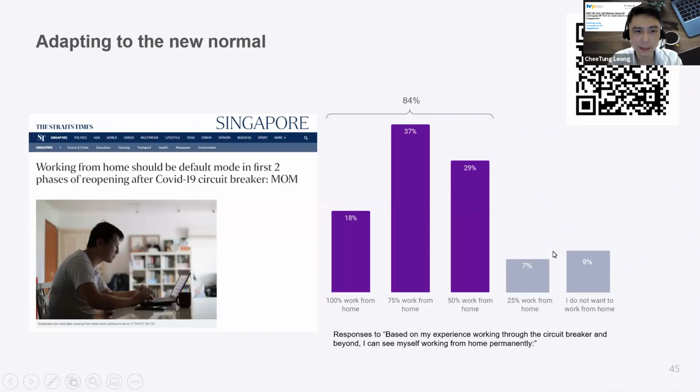And this speaks to the adaptation that we were going through as a workforce. So how do we even want to unwind this is one of the key questions about the employee experience that needs to be answered.